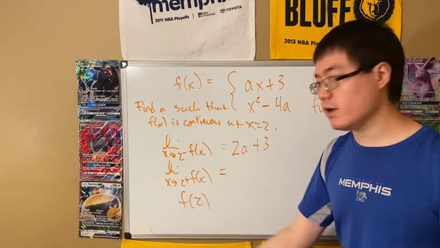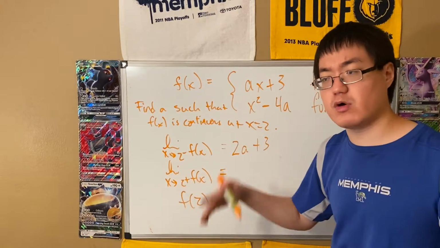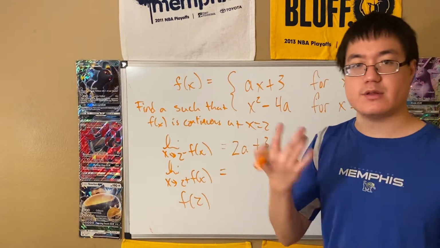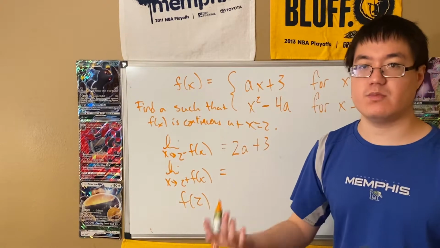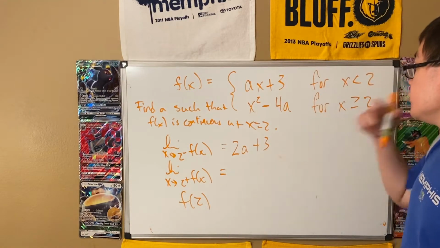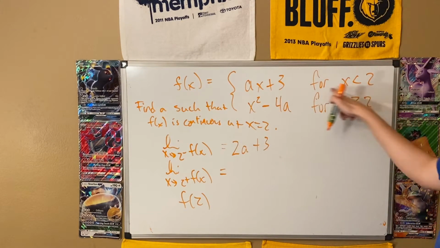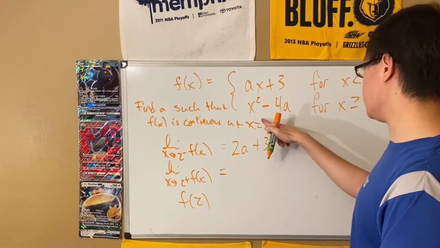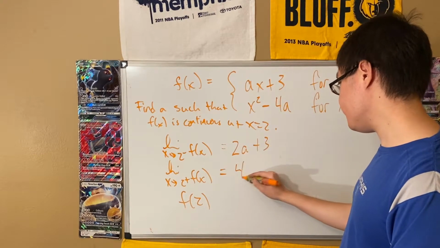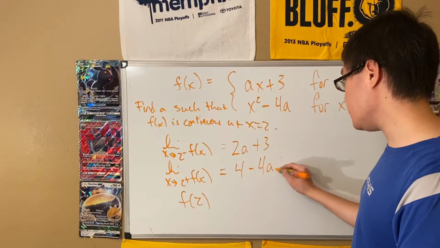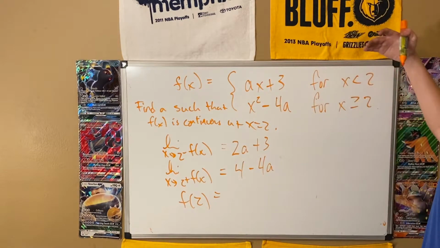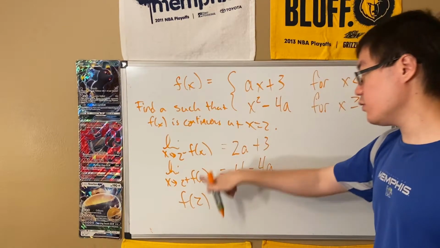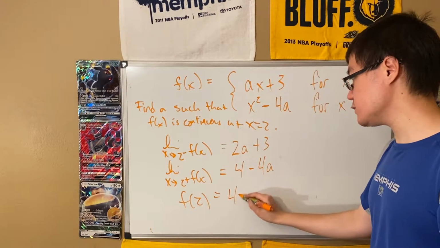Then we are going to do greater than, approaching numbers from the right as we go towards 2. So that's going to be the numbers greater than 2, like 3, 2.5, 2.1, 2.01, and so on. As we do that, we're going to plug 2 into this function because this is the function that involves the greater than. So again, you're just choosing which function to plug it into. That's going to be 4 minus 4a. And then finally for the function value, because this piece involves the equal sign, we're going to choose this bottom one. So again, we're going to get 4 minus 4a.